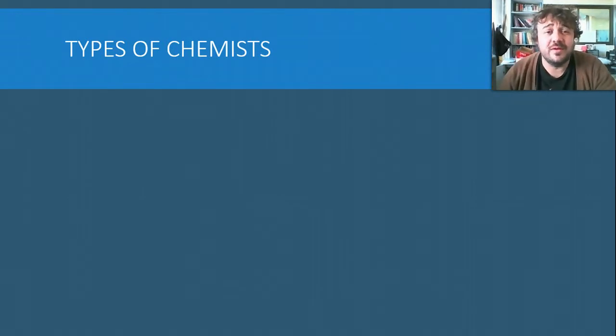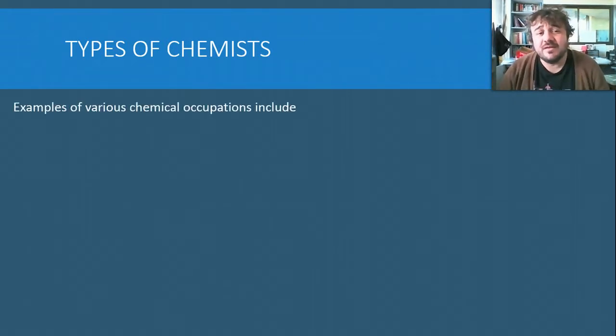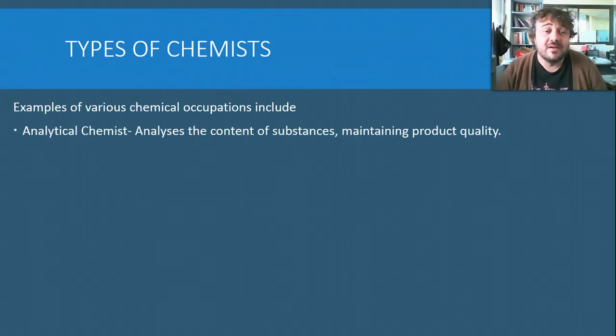So what type of chemists do we have? Well, there are various types, and let's have a look at a couple of examples. So we've got the analytical chemist. He or she is the one that analyzes the content of substances. So what's in it, basically, and this is often for maintaining product quality, but we'll talk about a different type of analytical chemist in a few minutes.